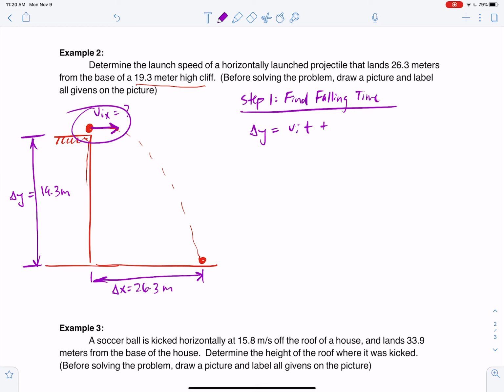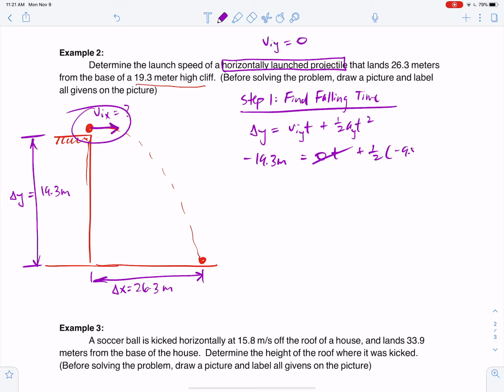This is the first equation in the vertical direction. So this is the initial vertical velocity, the vertical acceleration. So the delta y is actually going to be negative 19.3 meters because it's falling. The initial vertical velocity, well, we're told it's a horizontally launched projectile, right? So the initial vertical velocity is 0. It's not being thrown up or down. It's just being thrown outwards to the right. So this is 0 times t. That's going to go away.